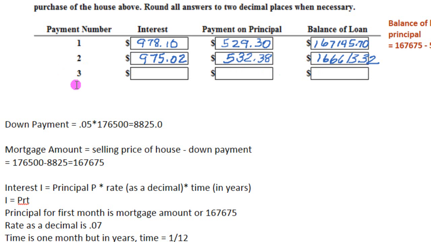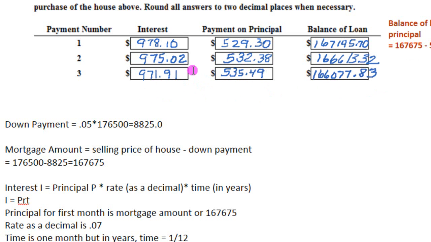Okay, I bet you can guess what you're going to do in payment number 3. As a matter of fact, we're going to repeat the process. Here's your new principal for your interest for I equals PRT. And so just repeat the process once again, but using this as your new principal for month number 3. And so here are the ending values that you should get. So here are your month 3 values.